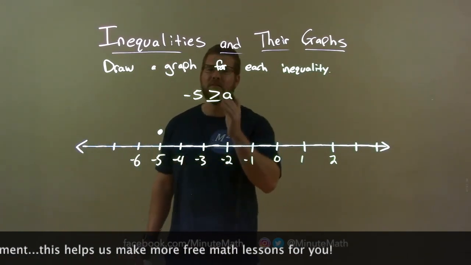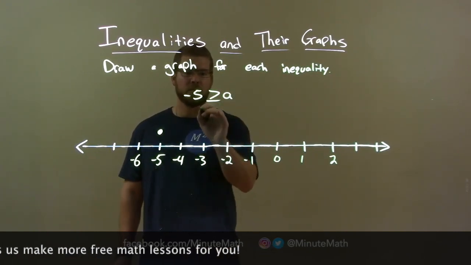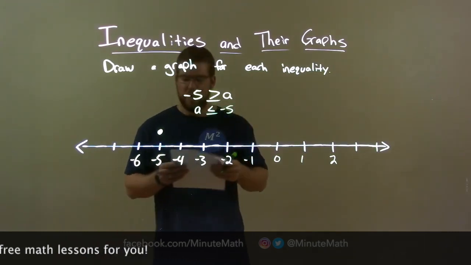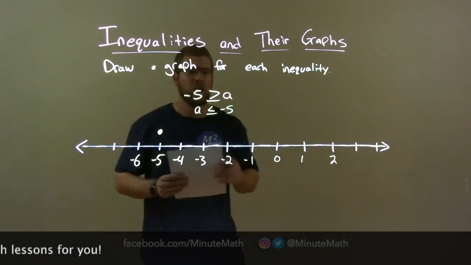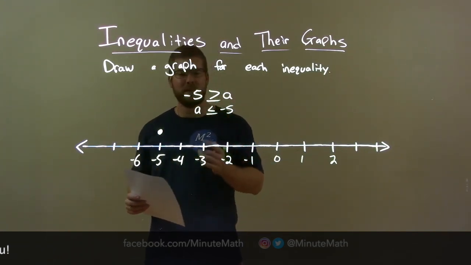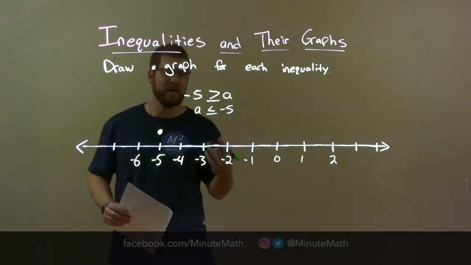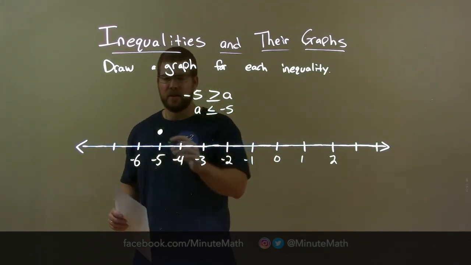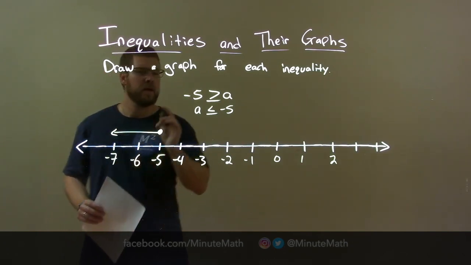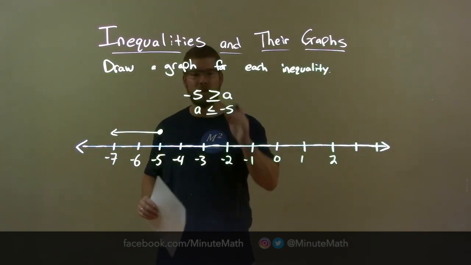Then it says -5 is greater than or equal to a. I like to rewrite this to have a come first. So a is less than or equal to -5. There we have the same thing, right? We can flip everything together. -5 is greater than or equal to a is the same thing as a is less than or equal to -5. From there, a is less than, so we shade to the left and put a -7 there, and there we have our graph that represents -5 is greater than or equal to a.